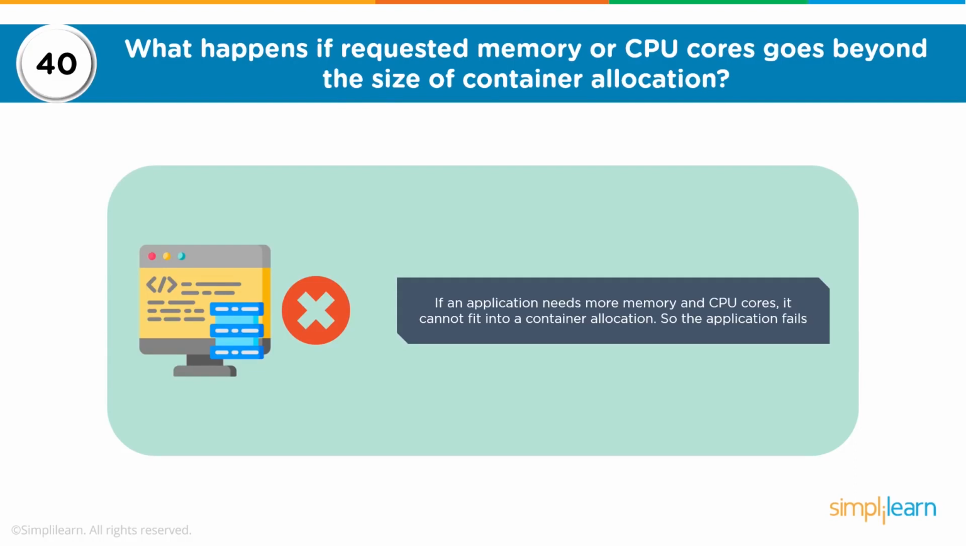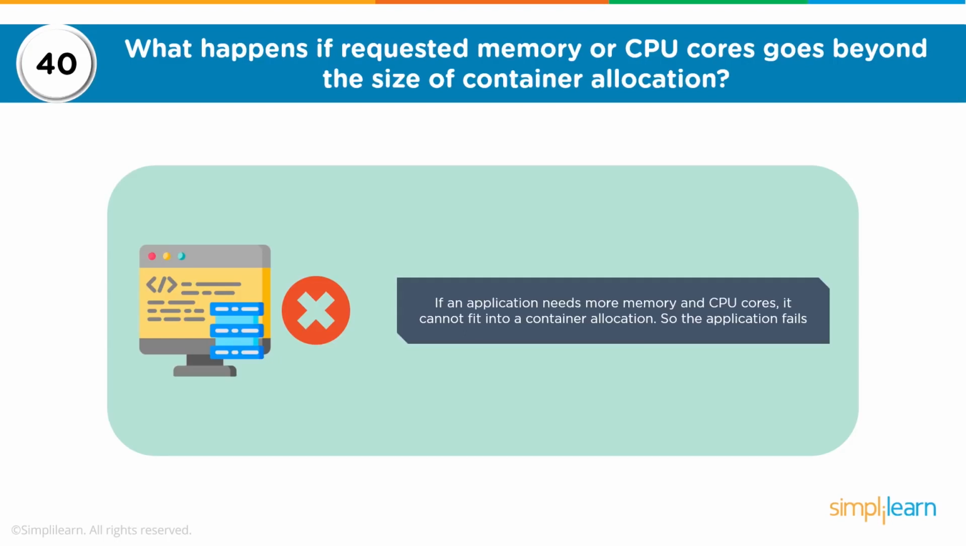Now, within this RAM and CPU cores, you have the concept of containers, right? A container is a combination of RAM and CPU cores. So you could have a minimum size container and a maximum size container. At any point of time, if your application starts demanding more memory or more CPU cores, and this cannot fit into a container allocation, your application will fail. Your application will fail because you requested a memory or a combination of memory and CPU cores which is more than the maximum container size.